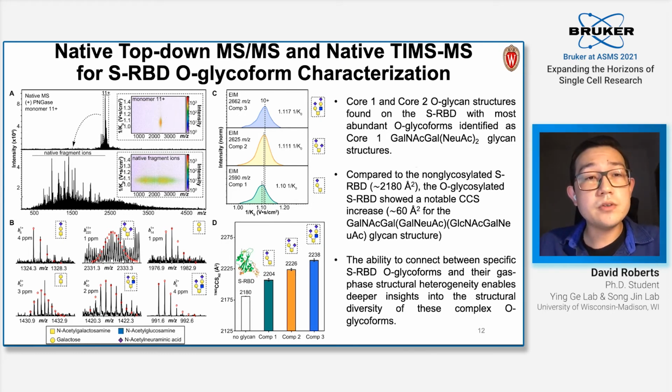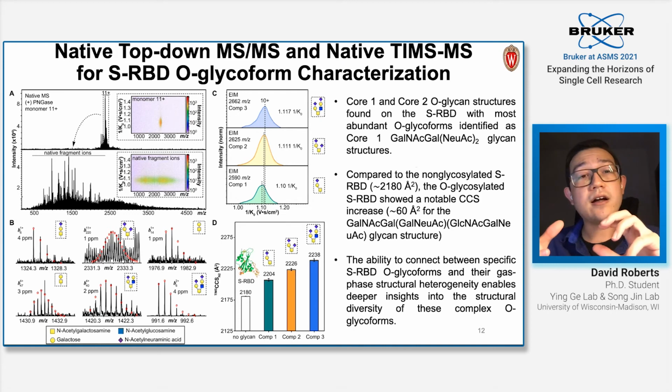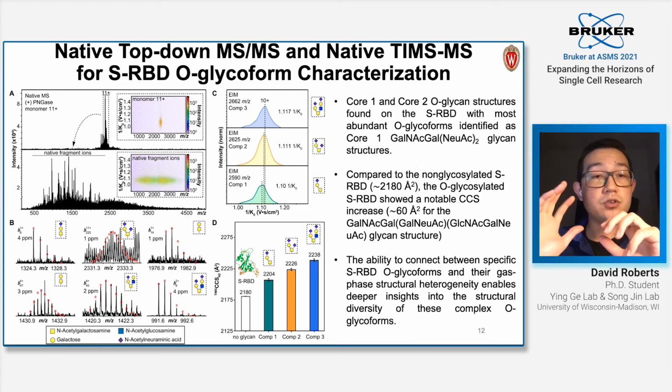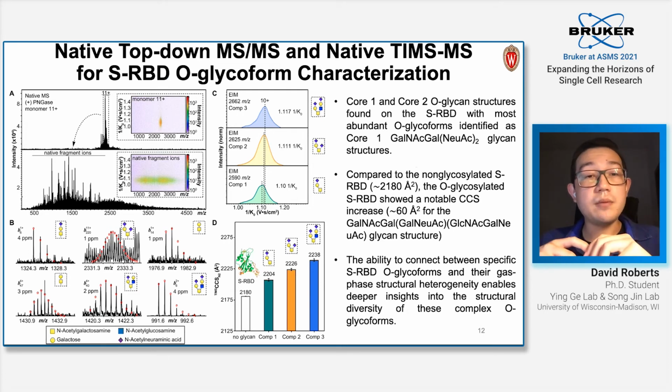And more so, we were able to even look into the native ion mobility separation of the various O-glycan structures, as you can see on the right, and map this relative to the crystal structures that have been shown for the non-glycosylated S-RBD, and show that these O-glycosylations tend to provide enough of a structural difference that their ion mobility and collision cross-section is notably enhanced.